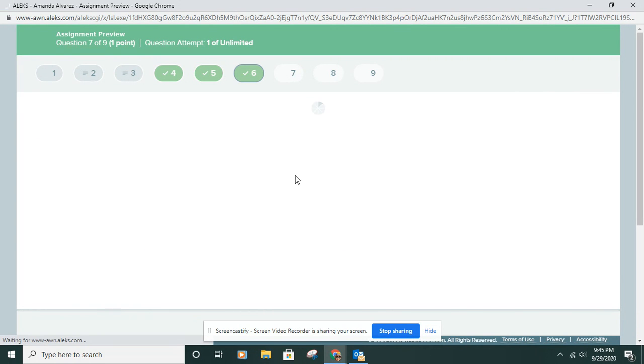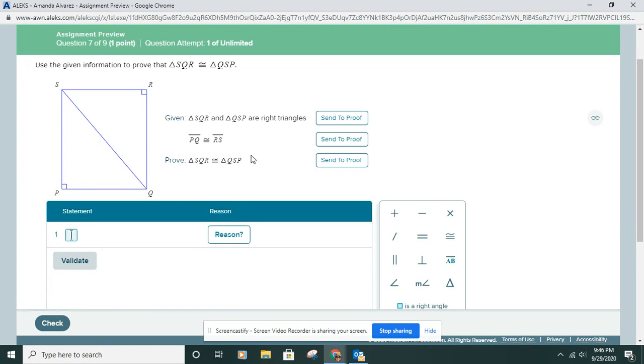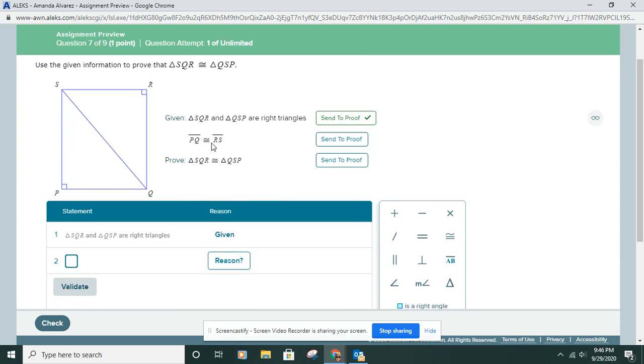Okay, a couple more proofs and then you're done. Okay, use the given information to prove that triangle SQR is congruent to triangle QSP. So they're kind of flipped and rotated around, I think. So anyways, this is one of the ones where you have to send to proof. We are given that they are right triangles and the right angle is marked. So if we're thinking hypotenuse leg, that's kind of where this is going. Then we also have given that PQ is congruent to RS. So look and find PQ, the bottom, and RS, the top.